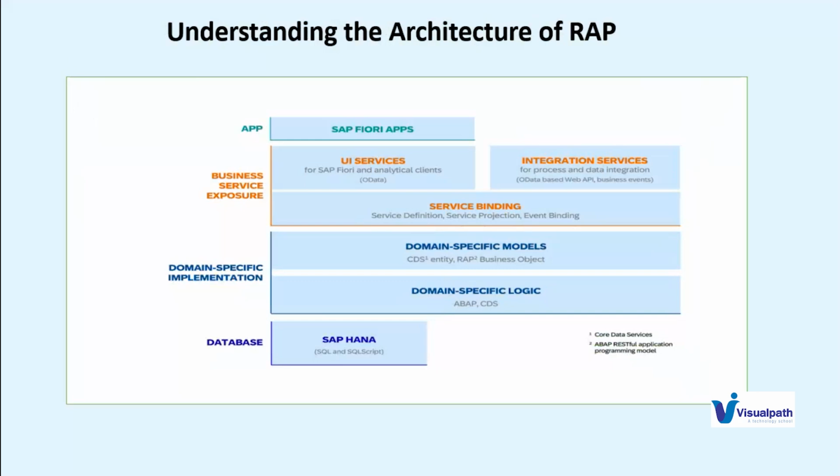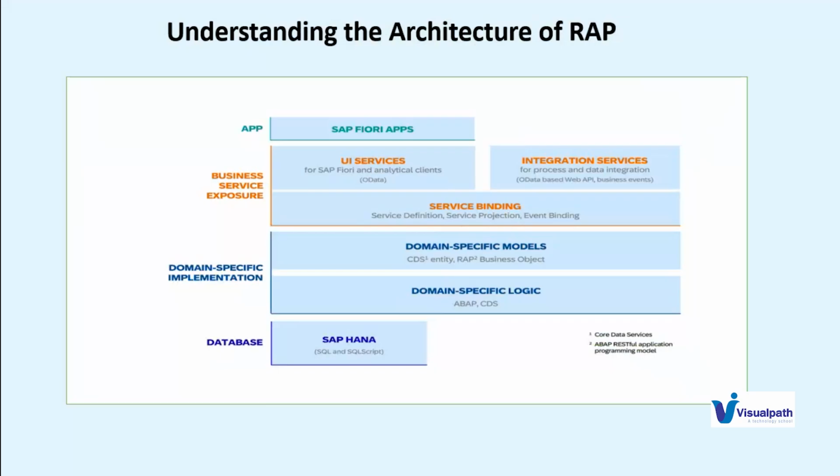And this is the underlying architecture of RAP. The base will be our database, which will be the SAP HANA database, and then comes the domain-specific implementation. We'll be creating CDS views based on the requirement, and then we will expose them. And finally the app: SAP Fiori apps, or if we are going to use it for integration services, then we will be sending the APIs to a third party, maybe CPI or some other third party.